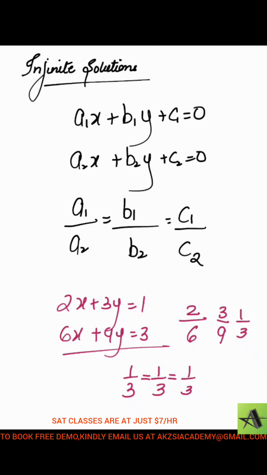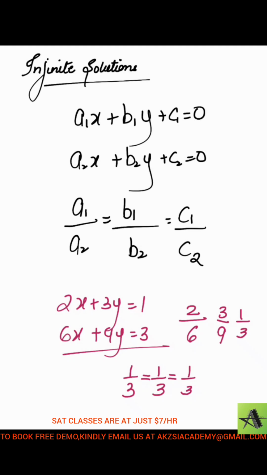So we have seen that the consistency is defined by being consistent and being inconsistent. If the solution is consistent, you will have two different outcomes. That means it can be a unique solution and it can be an infinite solution. For unique solution, we have seen that the ratio of a1 and a2 should not be equal to b1 over b2.